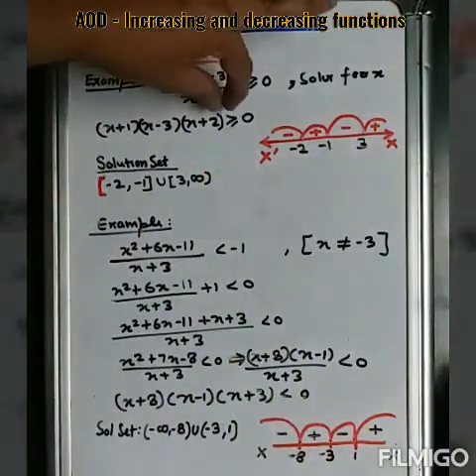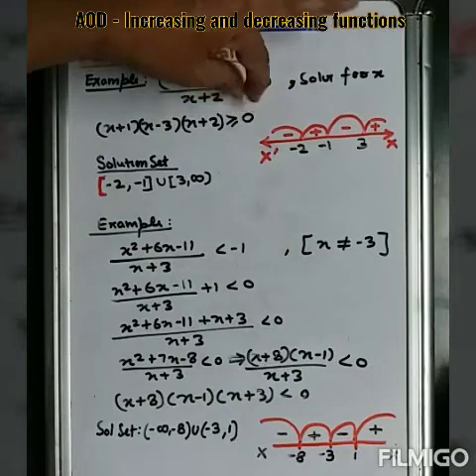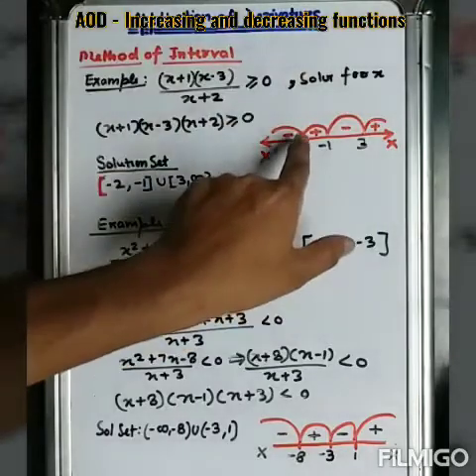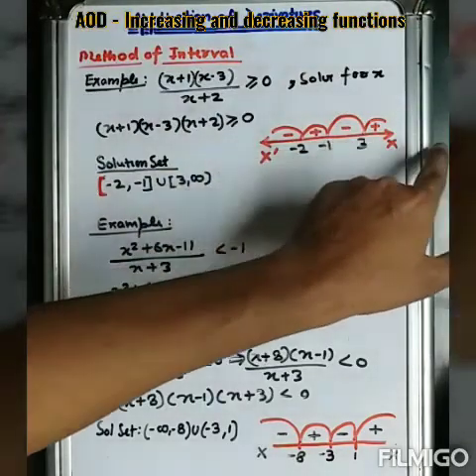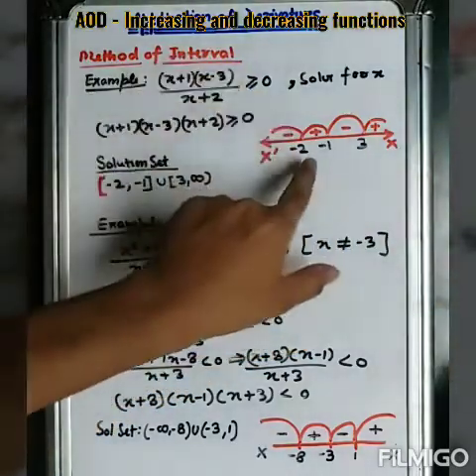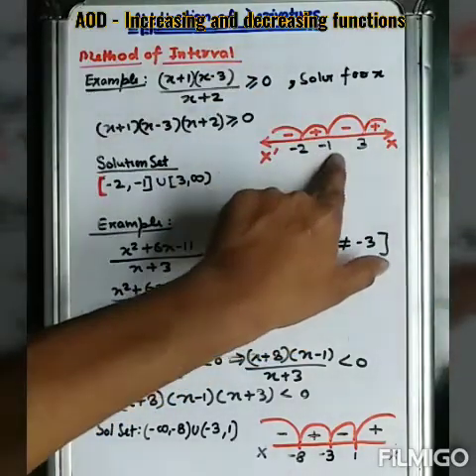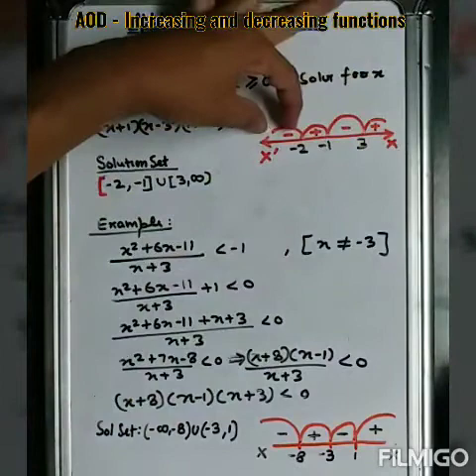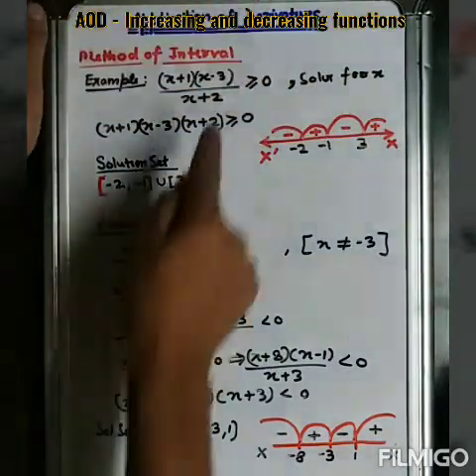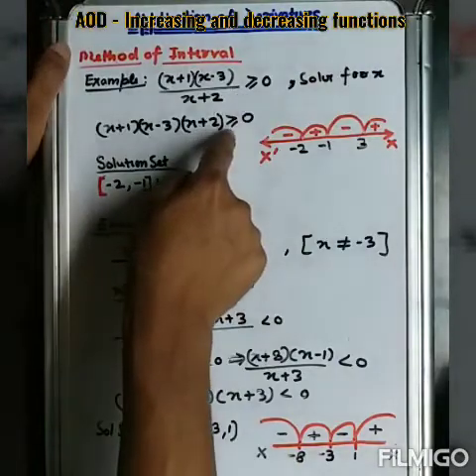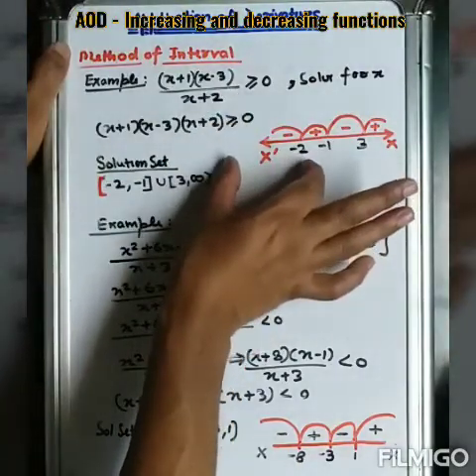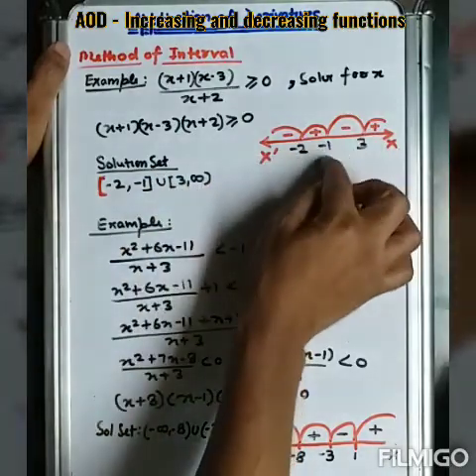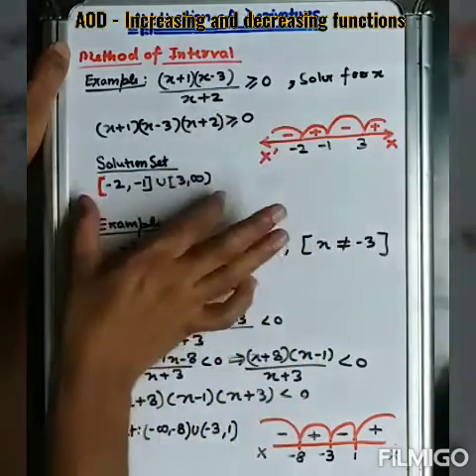Now this inequation shows that this value is greater than or equal to 0. Any number greater than 0 is what? Positive. So where we have positive is from this point to this point, and this point to infinity. So the solution set is from minus 2 to minus 1, then 3 to infinity, because this part is negative, so we have to leave these. If the sign had been less than or equal to 0, we should have taken the values minus infinity to minus 2 and minus 1 to 3. But this is greater than 0, so this is the solution set.